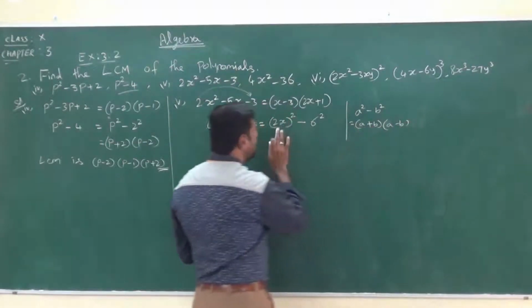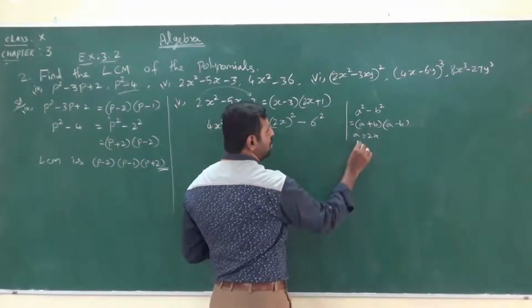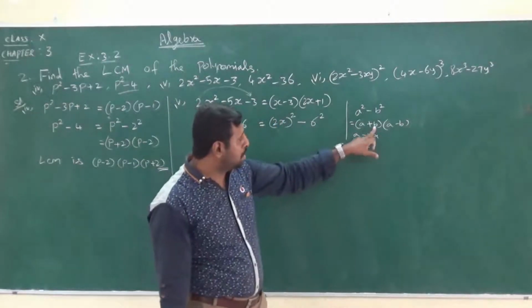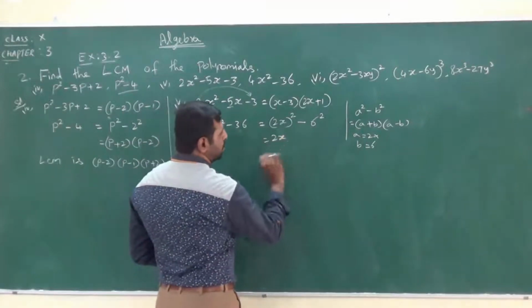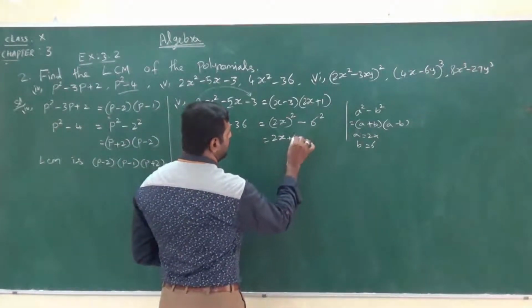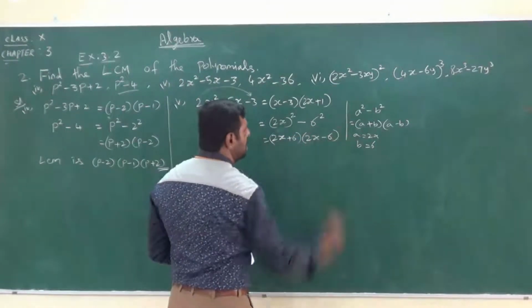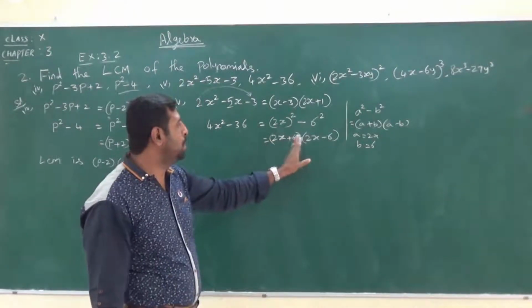By the given condition, here in the place of a is equal to 2x, and in the place of b is equal to 6. So 2x plus 6 and 2x minus 6 are the two terms, of the form a square minus b square, a plus b and a minus b.